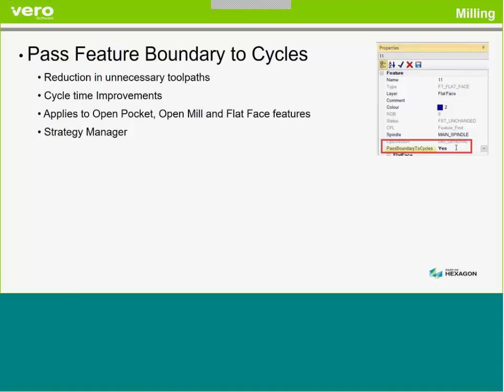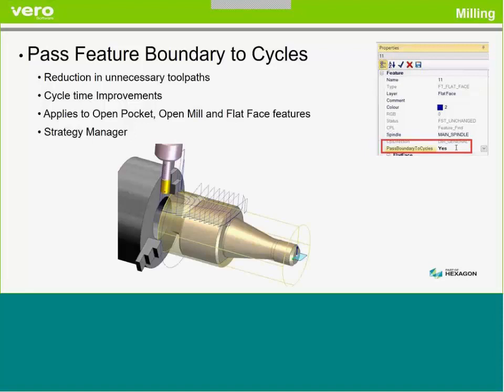Another time-saving item is this pass feature boundary to the cycle. So we see lots of times when we're machining a feature, we want to use the boundary on the feature, and this is particularly relevant on open pockets, open mills, and flat faces. This will also help Strategy Manager authors. They don't have to physically draw a boundary. This is the sort of thing that we see.